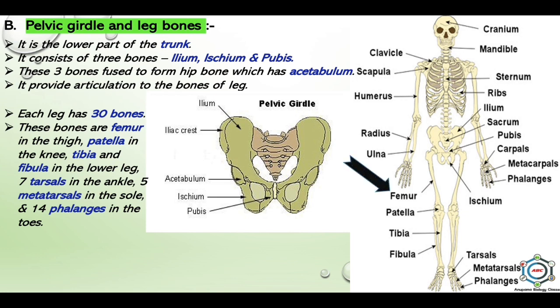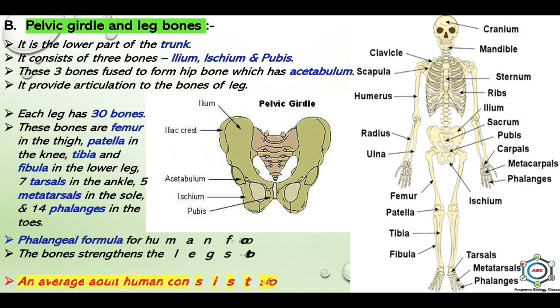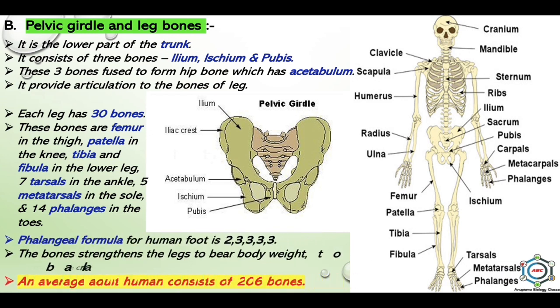In the picture you can see this is the femur, then patella, tibia, then fibula, then tarsals, metatarsals, and after that phalanges and their position in the leg. Now, the phalangeal formula for the human foot is 2 3 3 3 3. The bones strengthen the leg to bear the body weight, to balance the body while standing, and to aid in locomotion.